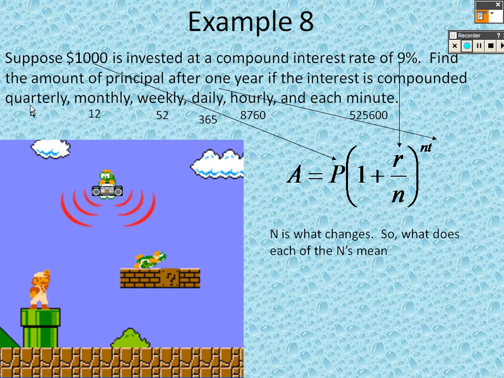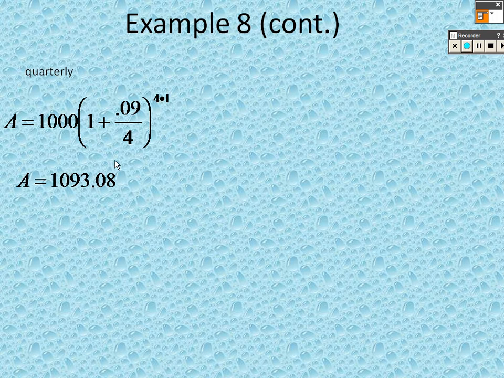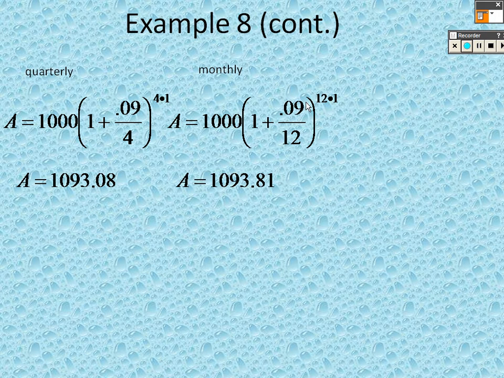So basically, I'm going to do the problem, put that in for n, then do the problem again, put the next value in for n, and so on. Quarterly, I put a 4 in, and I end up getting $1,093.08. Monthly, I put a 12 in there, and I end up getting $1,093.81. Not a big difference, only some cents right there, if you notice.